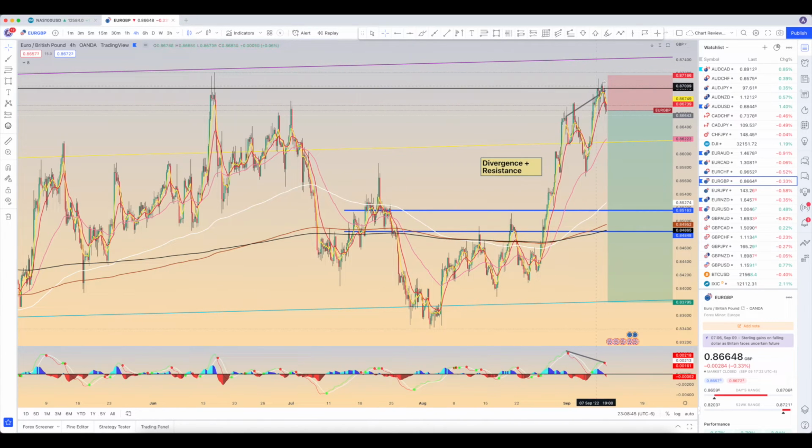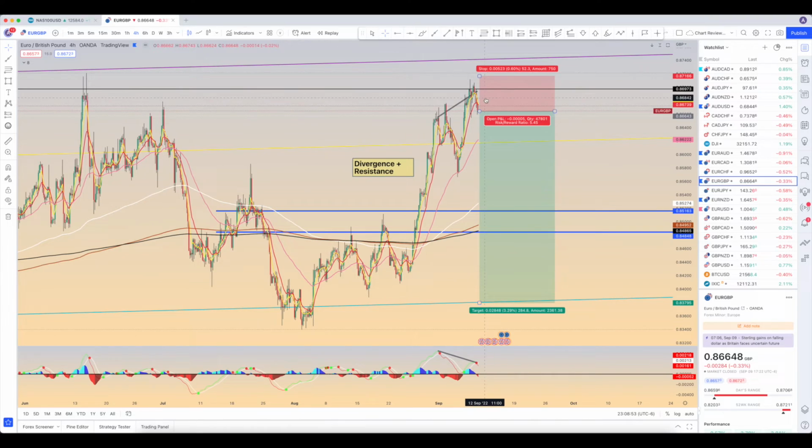It hit that area once again, but as you see, when it hit the first time in June, now in September, it did not break those previous highs. So this is shaping up to be a very nice trade as well, rejecting off that historic resistance.